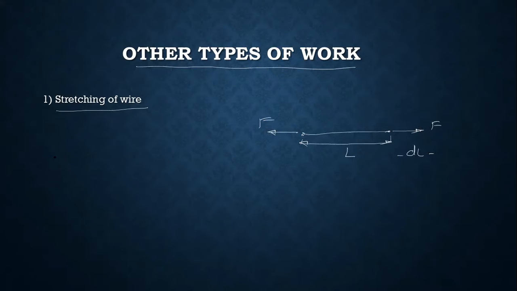Now, the infinitesimal work done is given by dW equals minus F into dl. The negative sign indicates work must be done on the wire to effect a change in its length. Therefore, the negative sign is due to work done on the wire, and this is for a reversible process.